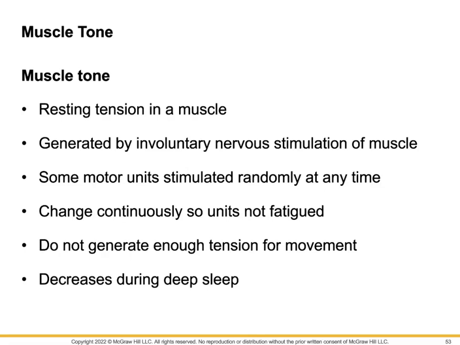So a limited number of motor units within a muscle are randomly stimulated at any given time, and that helps to maintain some muscle tension. So specific motor units are being stimulated during rest, and they change continuously, so the motor units don't become fatigued. This random contraction of those motor units causes the skeletal muscle to develop tension. We call it the resting muscle tone. Random contractions like that don't generate enough tension to cause movement.